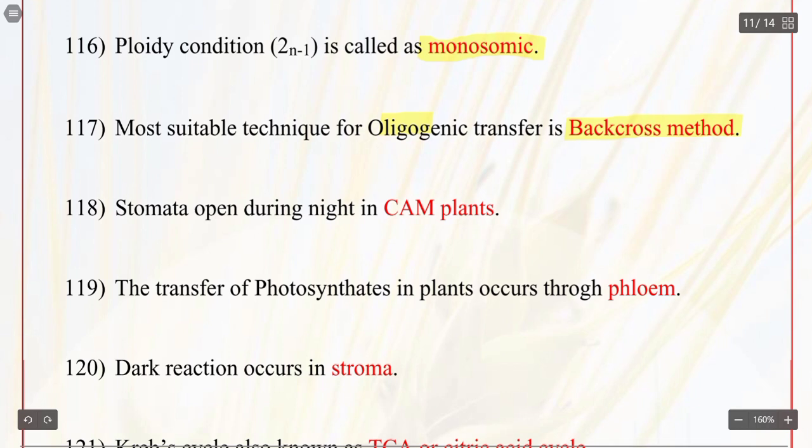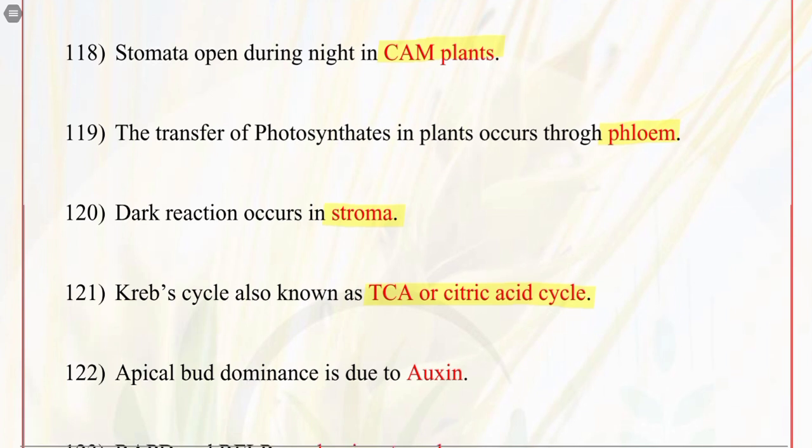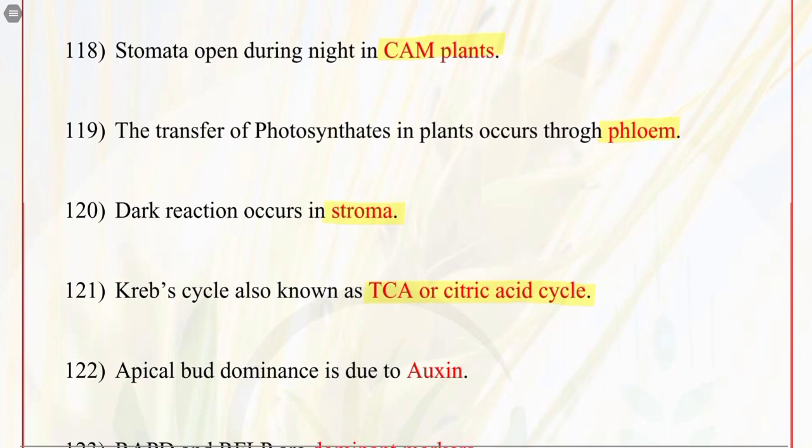Next, stomata open during night in CAM plants. Next, the transfer of photosynthates in plant occurs through phloem. Next, dark reaction occurs in stroma. Next, Krebs cycle, also known as TCA, that is tricarboxylic acid cycle or citric acid cycle.